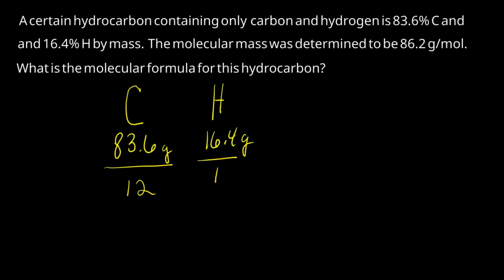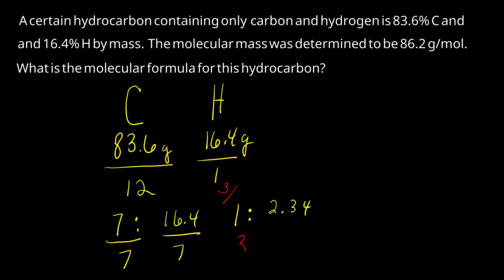So I get a 7 to 16.4. Divide both by the smallest. So I get a 1 to 2.34. Let's multiply this times 3 because I want whole numbers. And 0.34 is essentially a third. So I'll get a 3 to 7 ratio. So my empirical formula is going to be C3H7.